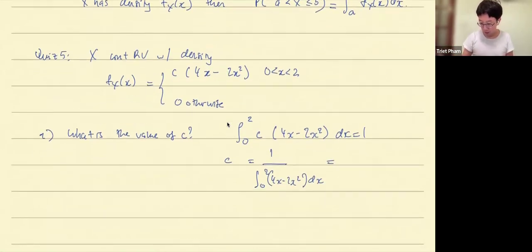And, well, what was it? So it's 2x squared minus 2x cubed over 3. So that would be 8 minus 16/3. So that's 8 over 3.